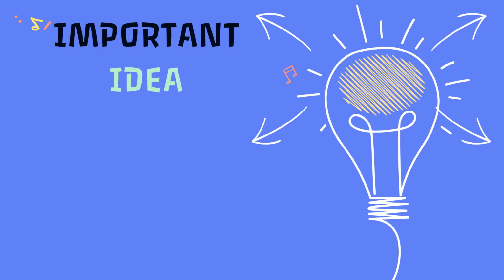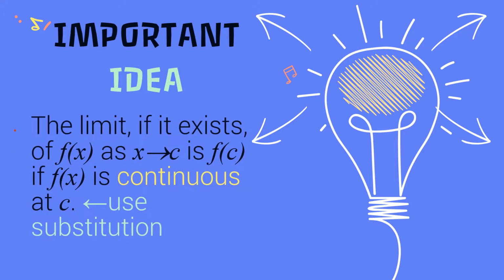Here we have an important fact. The limit, if it exists, of a function f of x as x gets close to c is f of c if f of x is continuous at the value c. This is direct substitution.